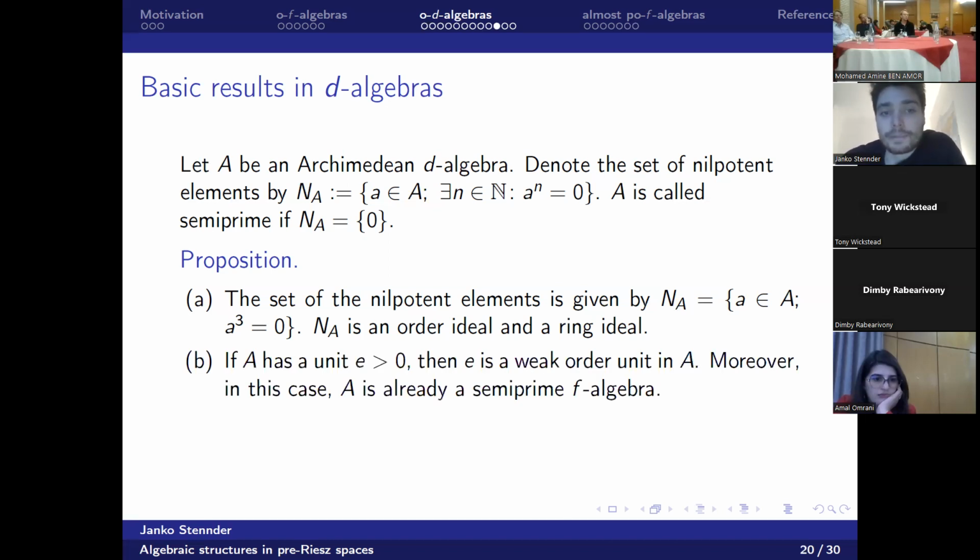If an Archimedean D algebra has a multiplicative unit, a positive multiplicative unit, then this is already a weak order unit in A. And in this case, our Archimedean D algebra is already a semi-prime F algebra. And if A is semi-prime, then A is an F algebra. So those are the few results we know about D algebras, and I tried to get the same results for OD algebras as well.